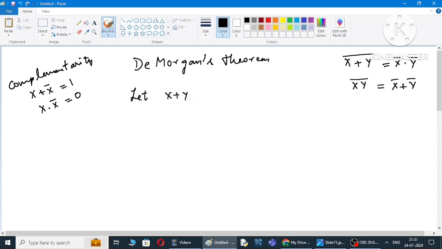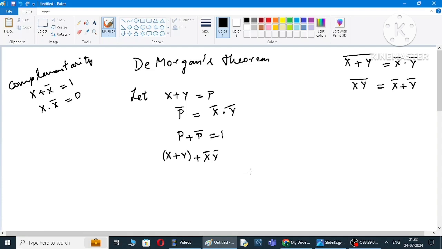Let x plus y be equal to a term called p. This left hand side, x plus y, is a term. So x plus y is equal to p. So what is p complement? It says the complement of this expression p is x bar dot y bar. So according to the law of complementarity, you have to prove that p plus p bar is equal to 1. So let me write p, x plus y, plus p bar, x bar y bar. You have to prove that this is equal to 1, right?